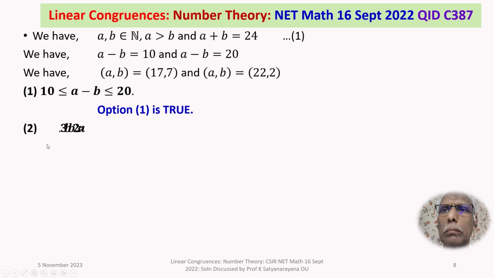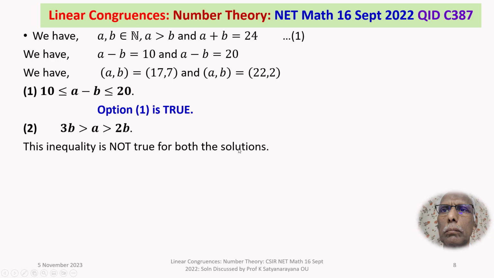Let's call the option 2. In the option 2, for the first solution, 3b, 3 7s are 21, greater than a, that is 17, which is not true. For the second solution, 3b, 3 2s are 6, is greater than 22. This is also not true. So therefore this inequality is not true for both the solutions. Therefore, the option 2 is not true.